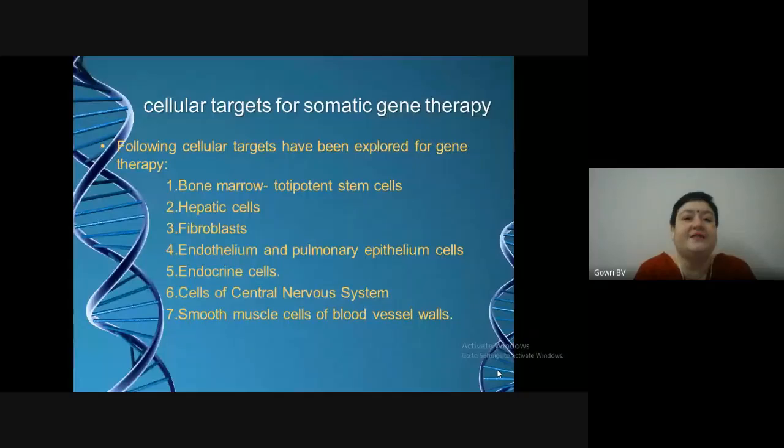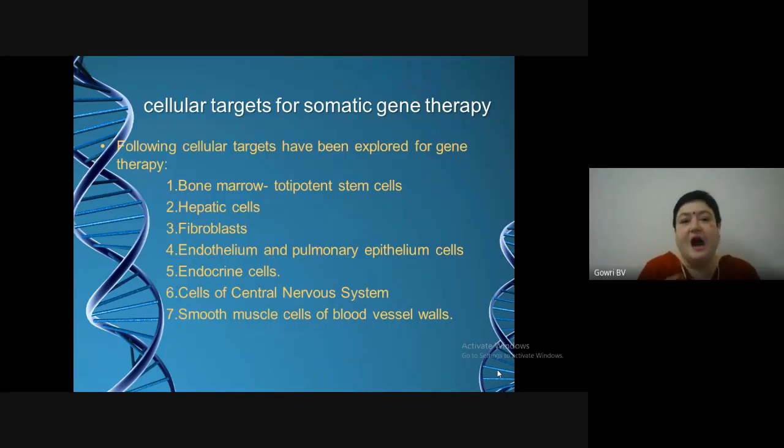What are the cellular targets of somatic gene therapy? Gene therapy as such is a very important 5-mark and 10-mark question, plus 2 marks importance. So cellular targets for somatic gene therapy. As I told you, somatic gene therapy does not involve the egg from a surrogate mother. It involves body cells. So what are the different cell types that remain as cellular targets for this therapy?